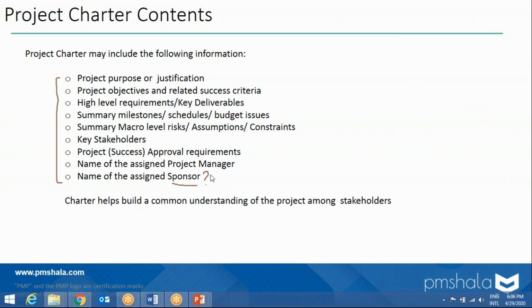Sponsor. The sponsor is somebody from senior management at a level higher than the project manager, very clearly. So in any project, who does the project manager report to? To the sponsor, by default. We say the project manager is like mid-level management, so the sponsor would always be at a level higher. In one line, the sponsor provides overall direction to the project.